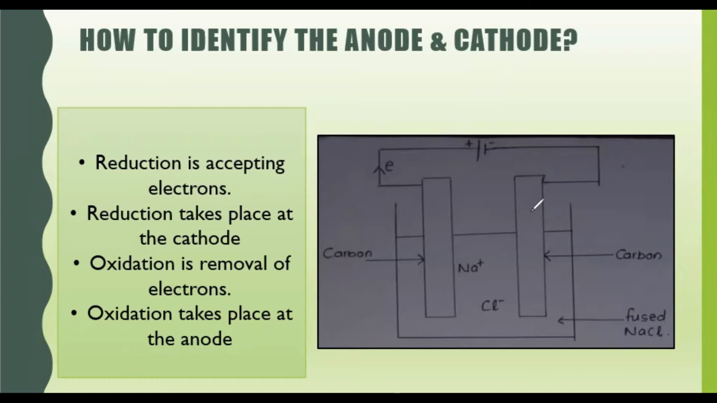negative electrode. You can see in this setup, we have used fused sodium chloride as the electrolyte, and as the electrodes we have used two carbon rods, and we have connected this to an external electricity supply. Because here we are connecting it to an external electricity supply, we are calling this setup electrolysis. Okay, now first we are going to identify what is the positive electrode and what is the negative electrode.